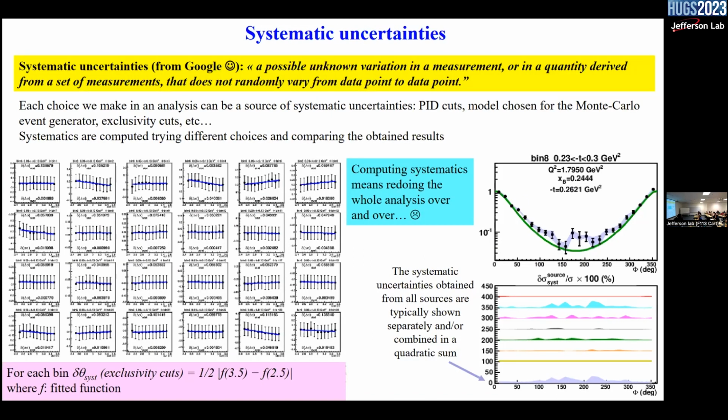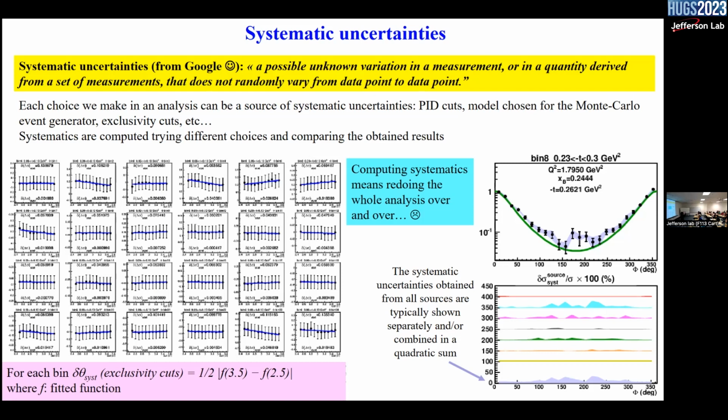I'm almost done. So this is a messy slide to talk about systematic uncertainties. I was wondering how to define it well, so I went on Google. Basically, systematic uncertainty is a variation in a measurement or a quantity derived from a set of measurements that does not randomly vary from data point to data point.